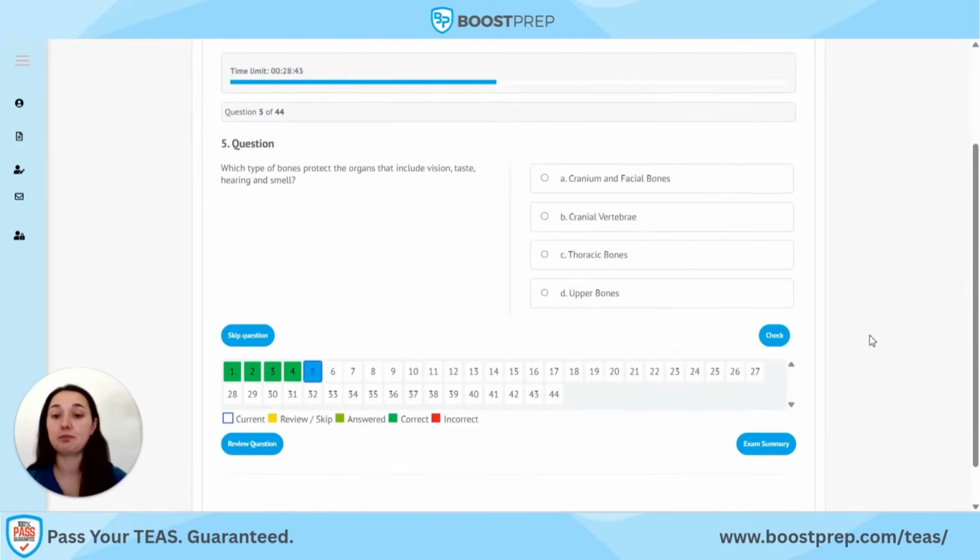Question number 5. Which type of bones protect the organs that include vision, taste, hearing, and smell? A. Cranium and facial bones. B. Cranial vertebrae. C. Thoracic bones. D. Upper bones.